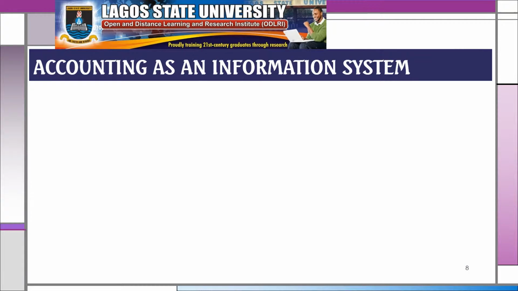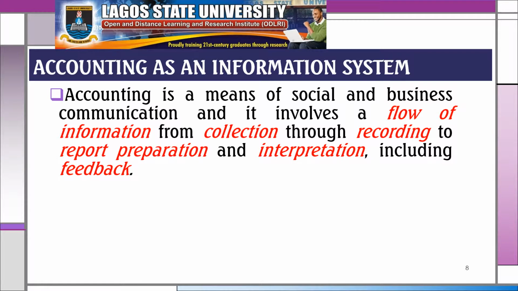We are now going to look at accounting as an information system. Accounting is a means of social and business communication, and it involves a flow of information from collection through recording to report preparation and interpretation, including feedback. Again, what do we mean? When we use the word accounting as an information system here, we look at accounting in terms of input, process, and output, as well as the feedback process.